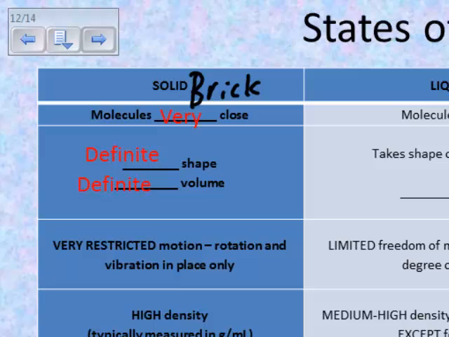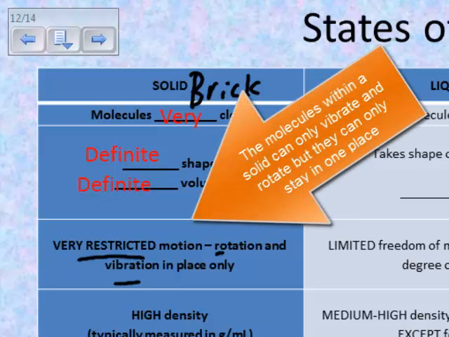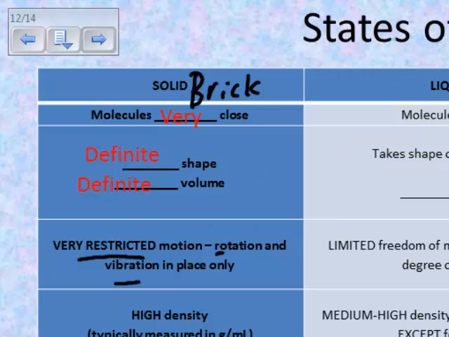You're not going to be able to push on that brick or pull on that brick to make it have a higher volume. Now, because the molecules of the solid are very close together, it's going to have very restricted motion. It does have vibration and a little bit of rotation, but those molecules really stay in one spot. It's like standing in a really compact line. You can turn around and talk to the person behind you. You can turn to your left and talk to somebody on the other line, but you can't really get out of line. You're going to have to stay in that one same spot.